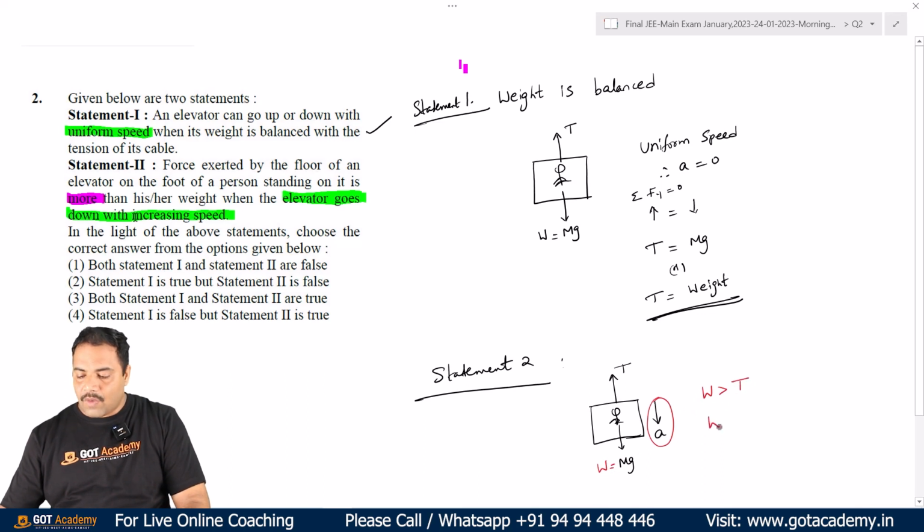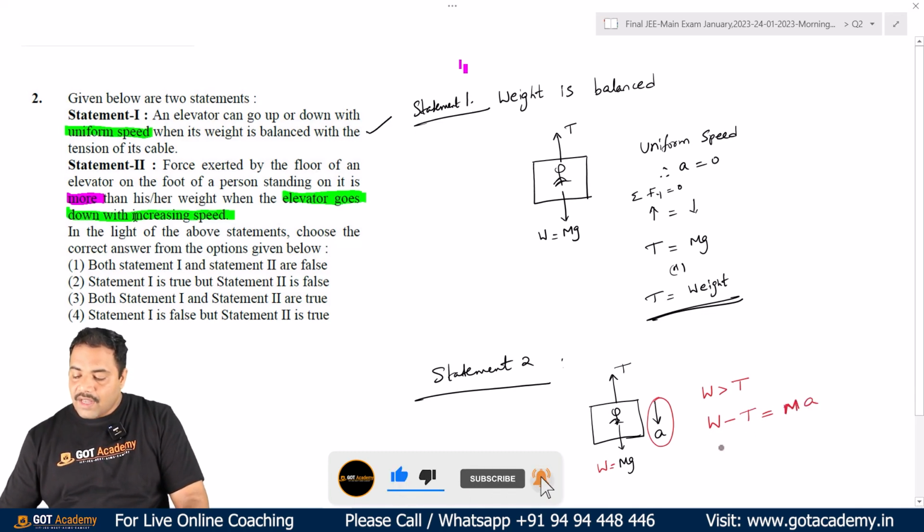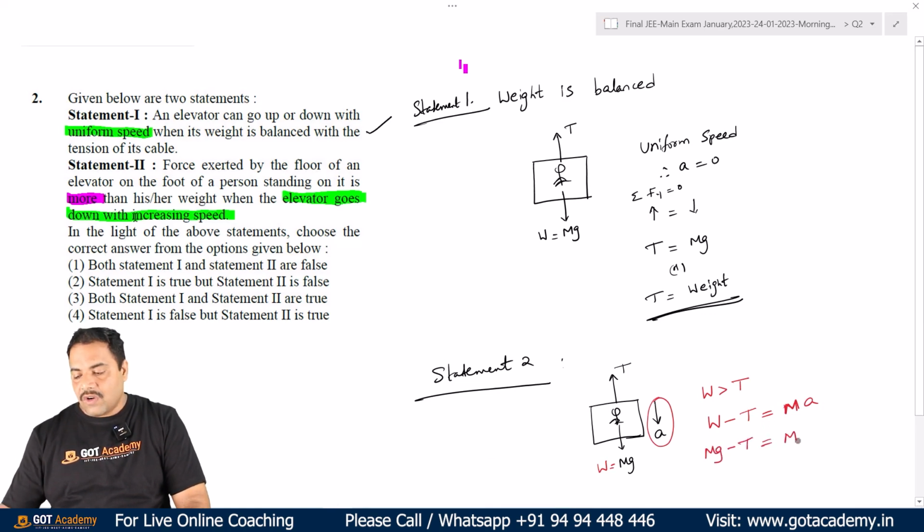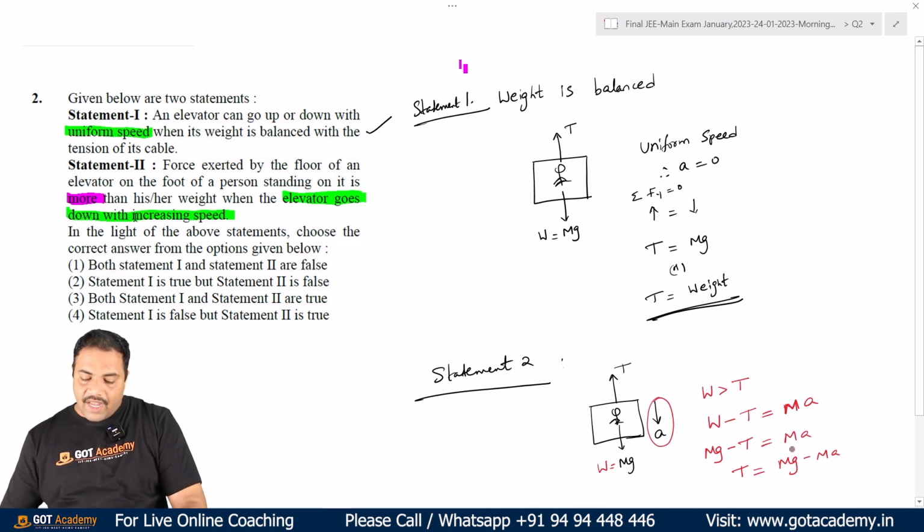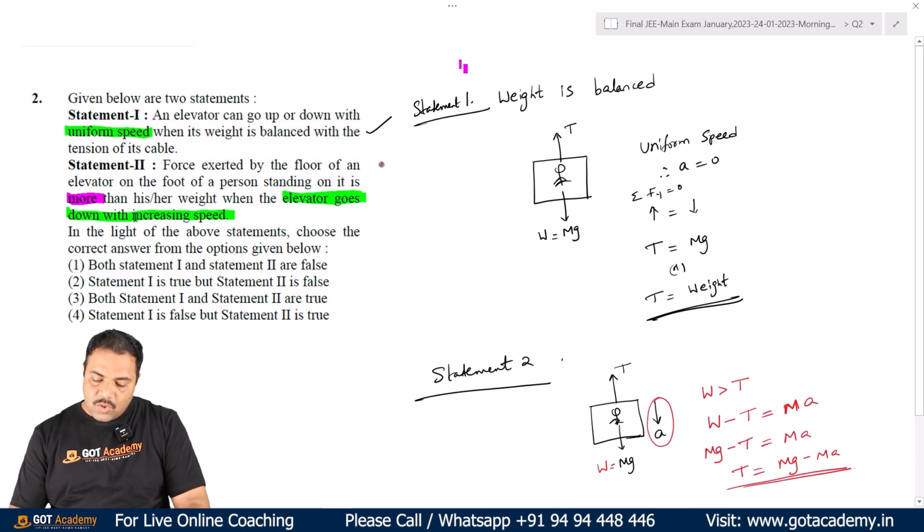The equation is now downward force minus upward force equals mass into acceleration. So, mg minus T is equal to ma. So, T equals mg minus ma. mg is the actual weight. But in the given question, he is saying that when the elevator goes down, it must be more than its weight. But it is not so, because mg minus ma is there, it is decreasing. So, statement 2 is false.